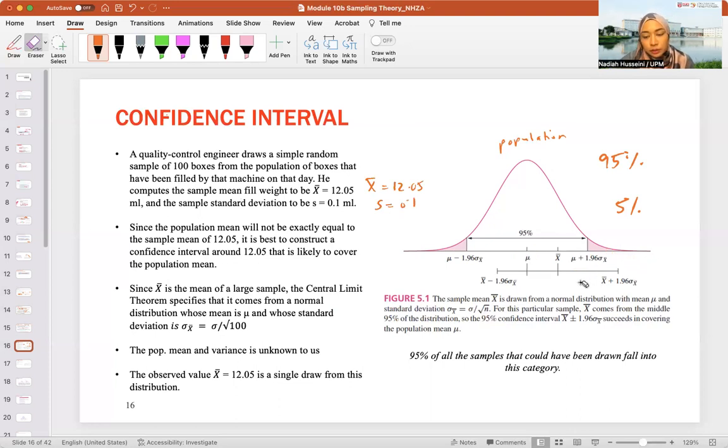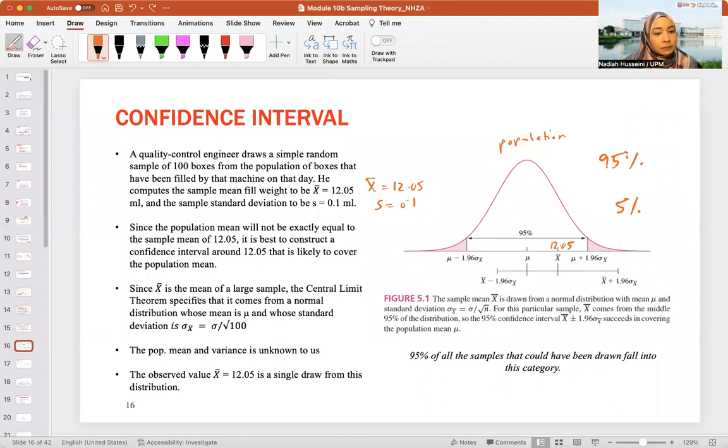So this is what they are doing. This is our sample mean that we got, 12.05. Our mean is unknown, but it centers in a normal distribution. So this is a 95% confidence interval. I'll tell you more on why it's 1.96 times the standard deviation of the sample mean in a bit.